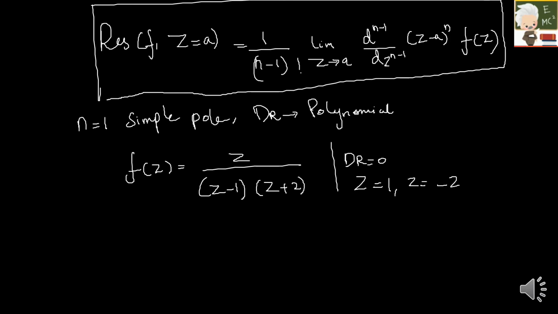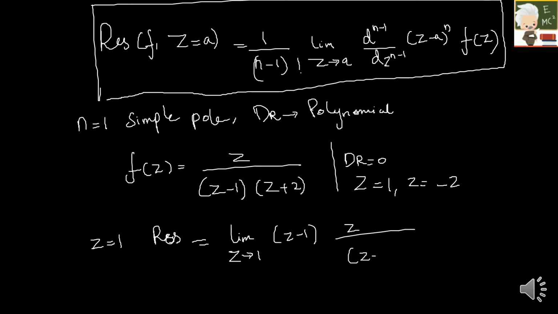So what will your residues be? I'm just showing the traditional method we have been using. Here it would be the limit z tends to 1, as I'm doing it for z equal to 1, of (z minus 1) into z by (z minus 1) into (z plus 2). So this gets cancelled. You have to apply the limits, and it would be 1 by 3. This is how we saw it in our previous video.